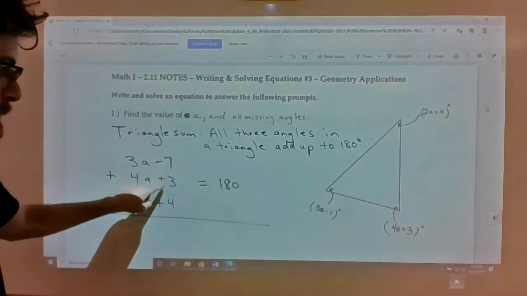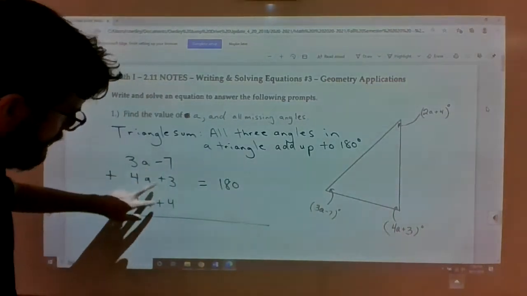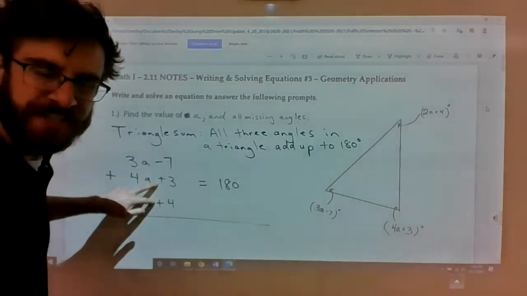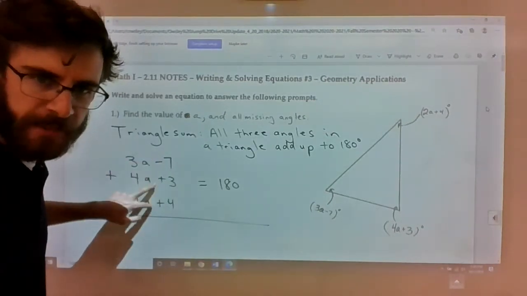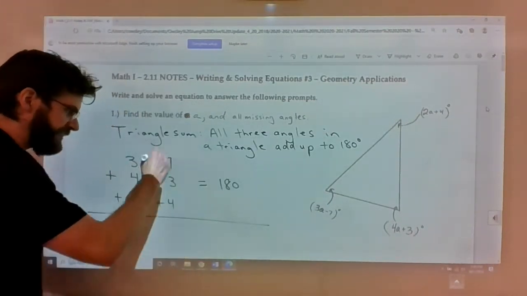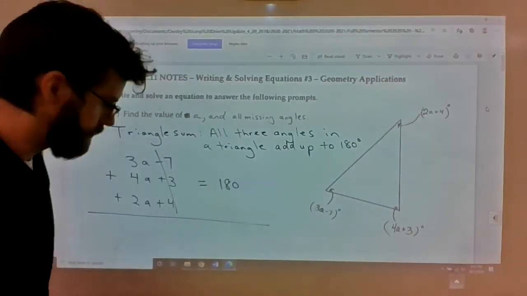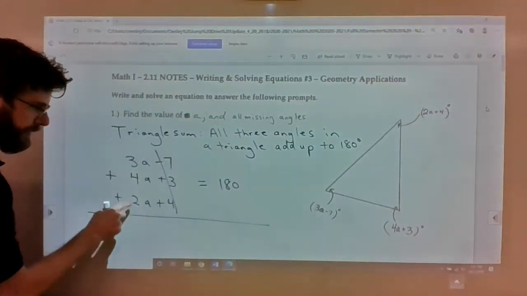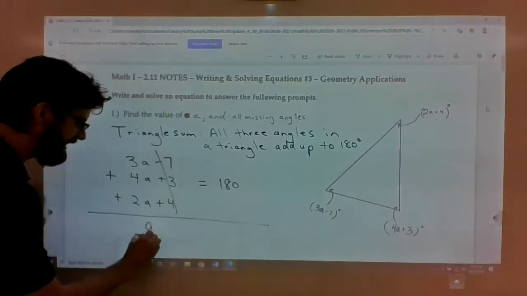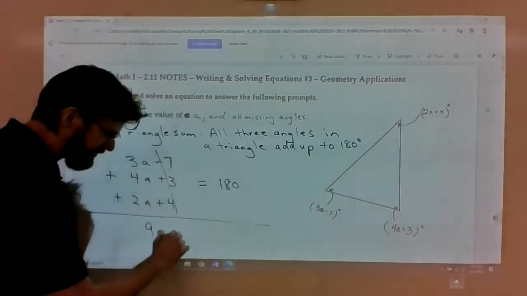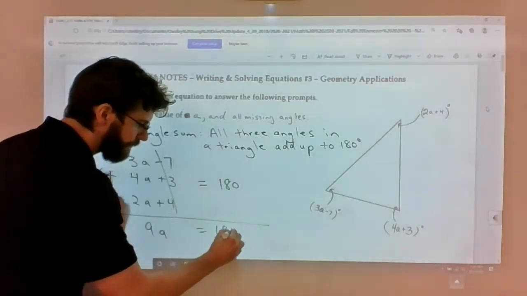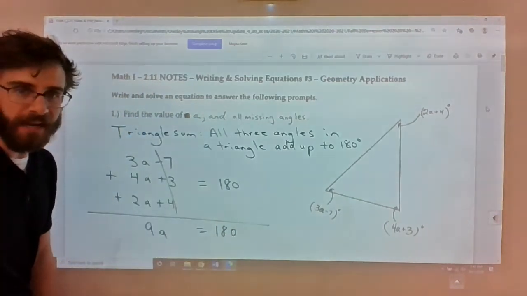So negative 7 plus 3. You know what? I'm gonna do 3 plus 4 first. That's 7. Negative 7 plus 7 zeroes this out. So this whole column cancels to 0. 3 plus 4 plus 2 is 9a. Plus 0 equals 180. All right, divide by 9.